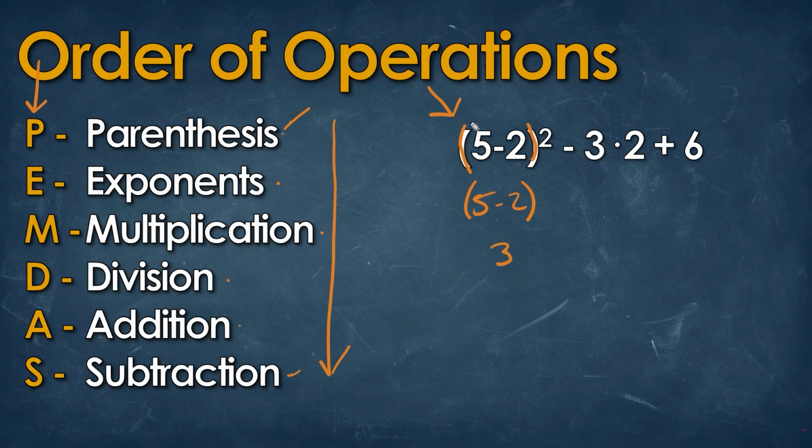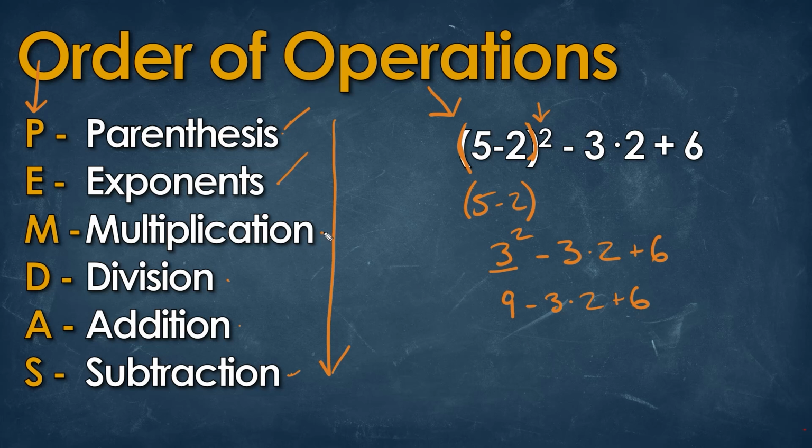So now that we have simplified what's inside the parentheses, we can take what's outside of the parentheses, which is that 2. So we have 3 squared, and then we have that minus 3 times 2 plus 6. Now, since we took care of parentheses, we're going to take care of exponents next. So again, we have that 3 squared. That's 3 times 3, which will be 9. And then we have everything else that follows.